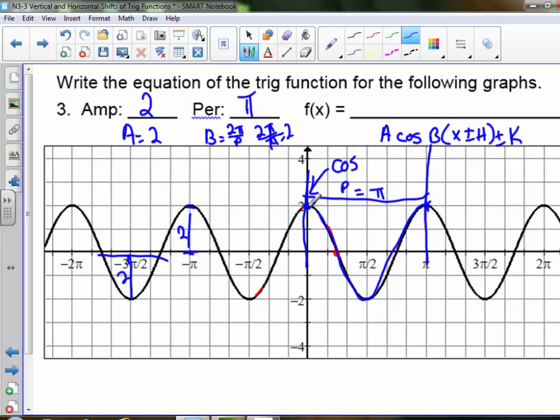All right, so now let's take a look. Did we shift to the left or right? We did not, because we're here at the original y-axis. And then our x-axis was dead center, because we went down 2 and up 2, so we didn't shift up or down. So that means H and K are both 0. So A being 2, cosine, B also 2, and then x because H and K were 0. All right, there's our equation.